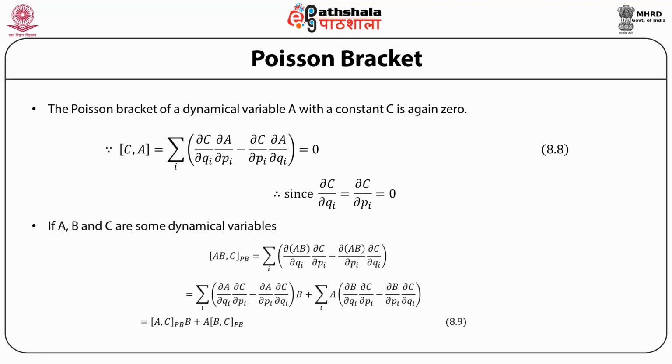If we have three dynamical variables a, b and c, then the Poisson bracket of the product of a and b with c is defined as the partial derivative of the product ab with respect to qi multiplied by the partial derivative of c with respect to pi, minus the partial derivative of the product ab with respect to pi multiplied by the partial derivative of c with respect to qi. Now this can be expanded, and we can see that it can be written as the Poisson bracket of a with c multiplied by the variable b, plus the variable a multiplied by the Poisson bracket between b and c.